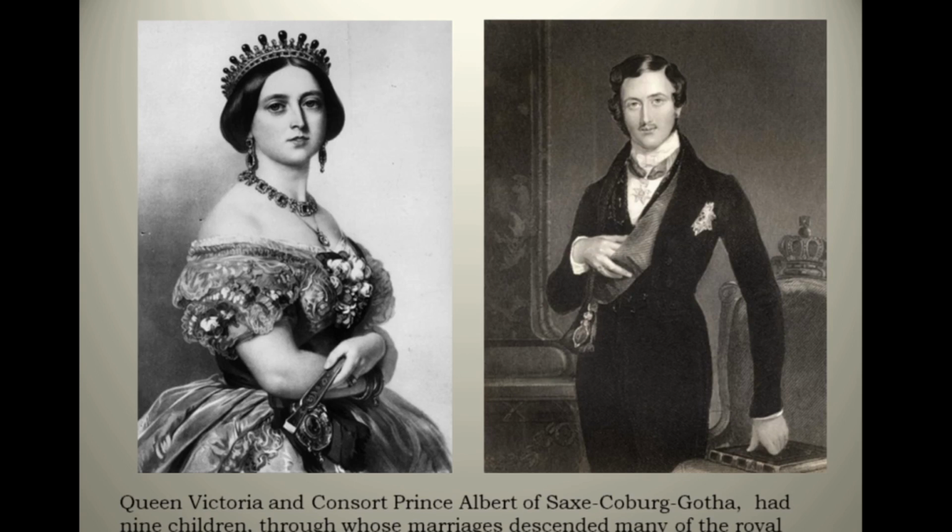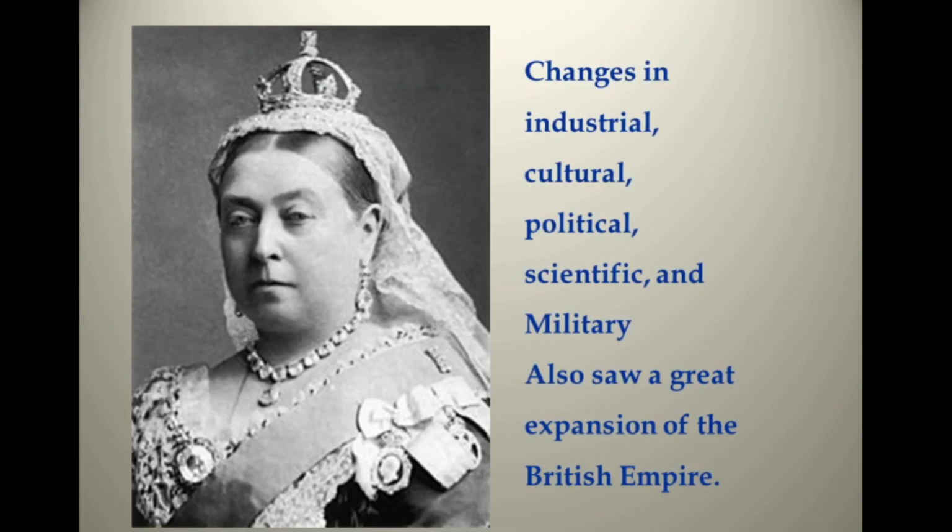They had a very happy marriage, had 9 children, and the marriages of these children resulted in many of the royal families all over Europe. But his death in 1861 left her heartbroken. At the same time, Queen Victoria became a revered figure and symbol of national and imperial unity. There were changes in industrial, cultural, scientific and military spheres, and the country also saw a great expansion of the British Empire happening. Now let's take a look at the characteristics of the Victorian Age.